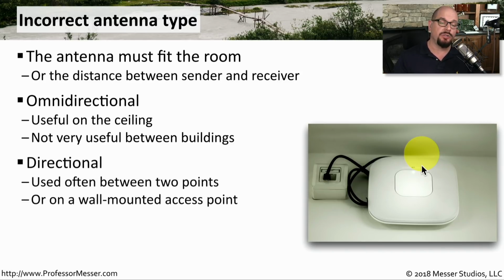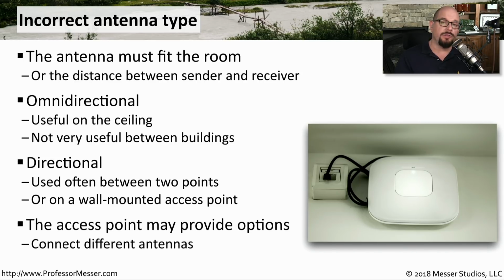If we're trying to connect two buildings, though, we might want to use a directional antenna, where all of that wireless signal will be directed in one single direction, and you'll have the best chance of connecting those two buildings together. You might also find that your access point allows you to connect different types of antennas, so you may choose exactly the right antenna for the type of network that you happen to have.